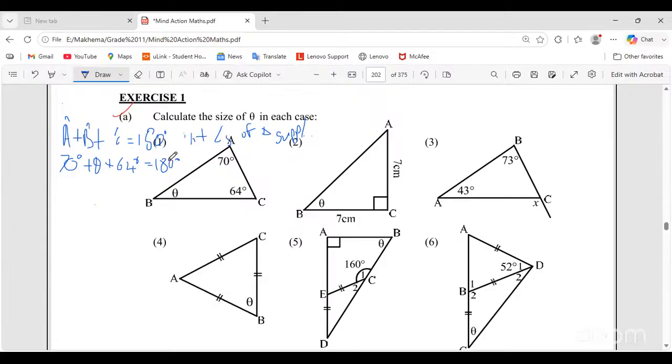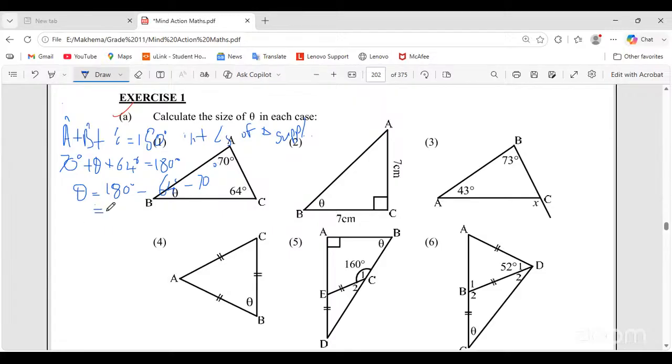Then from here you just do your algebra, the one that you learned from grade 7, by making angle theta the subject of the formula. So now angle theta is going to be equal to 180 degrees minus 64 degrees. Remember, it is positive. When we take it to the right-hand side, it will change from positive to negative. That 70 is positive. We are taking it to this side. It will be negative when it gets to this side.